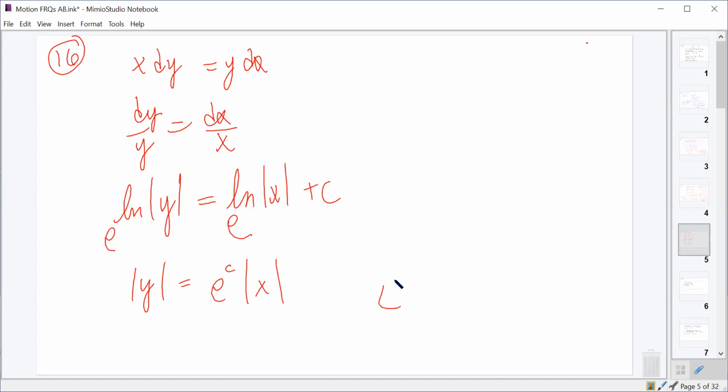So it looks like 16 should be choice E. They're just lines that go through the origin. That makes sense for 16. Any questions on that?